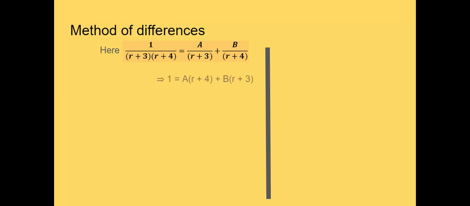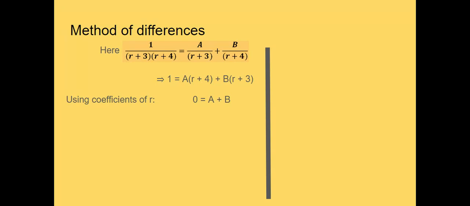Well, there's more than one way to do it. We can compare coefficients of r. This is what we've done here. We multiplied through by the denominator on the left, and so we're left with 1 on the left, and on the right, that's what we get. Then we can use coefficients of r to help us find an equation in terms of a and b.